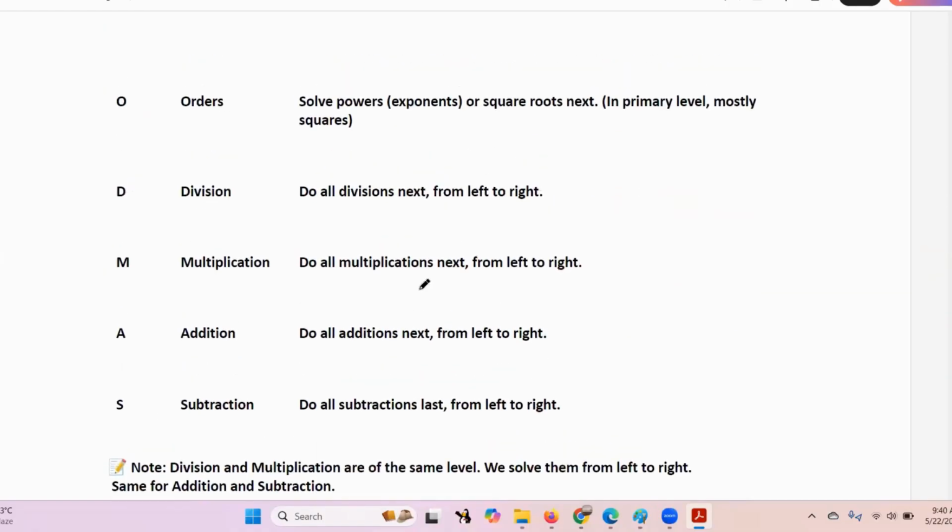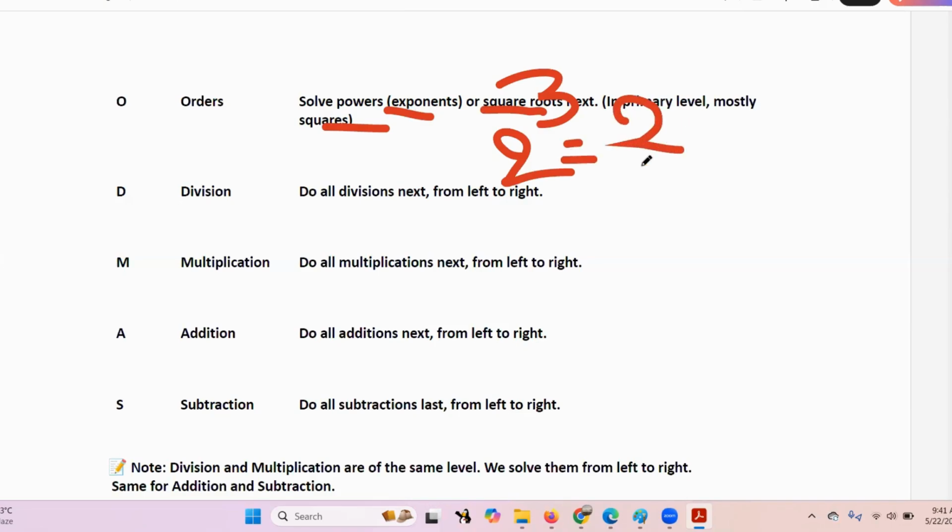The first one is the bracket. Then second is orders. Orders will be the square or square root, mostly whatever the common exponent, power. Suppose 2 to the power 3. What is the meaning of 2 to the power 3? Sir, 2 is multiplied 3 times, the cube of 2. Otherwise a square. This comes under orders. Then next, D for division.